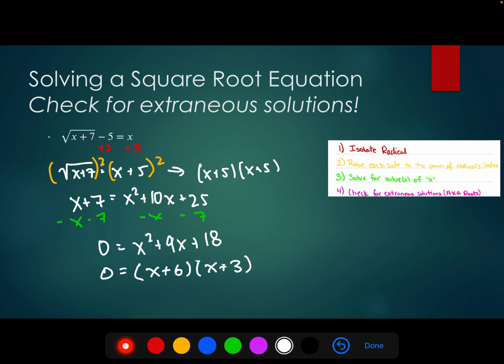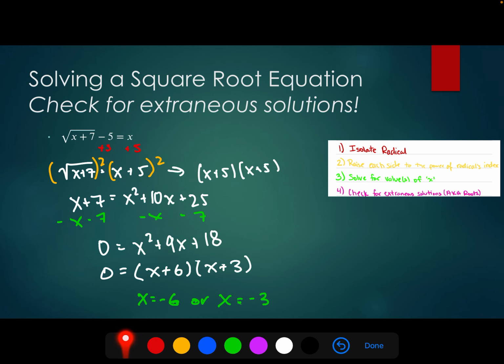So now, using our zero product property, we know that either x plus 6 has to be equal to 0 or x plus 3 has to be equal to 0. So we would see for that to happen, x would have to either equal negative 6 or x would have to equal negative 3. So now we have our two solutions, but remember we have to check for extraneous solutions.